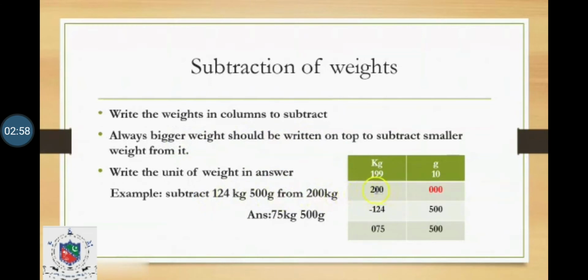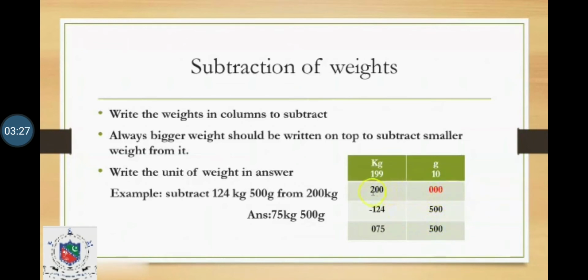Like the first number is 200 kilogram, because it's after "from", so that number we should write first. Here is no gram, so we can add filler zeros. Now, the second number is 124 kilogram and 500 grams. Now, we have to subtract. 0 minus 0 is 0. 0 minus 0 is 0.